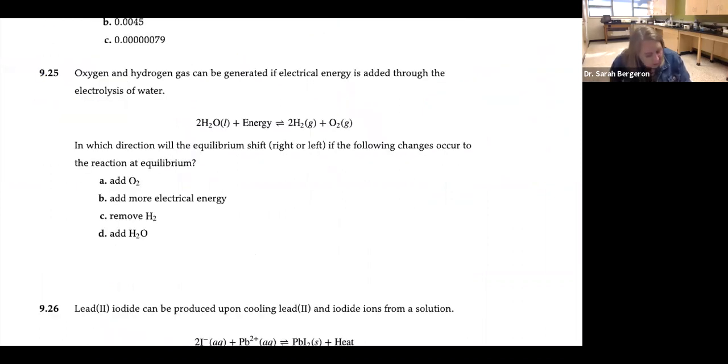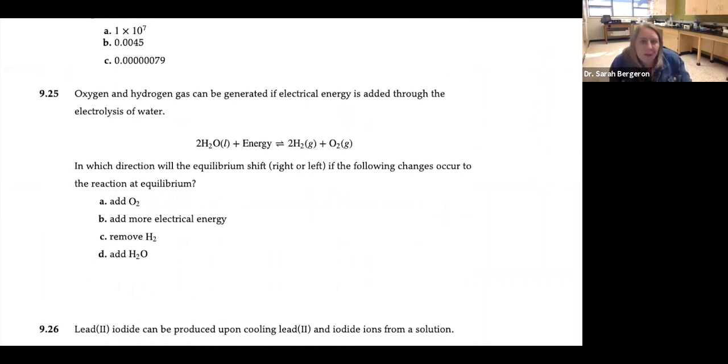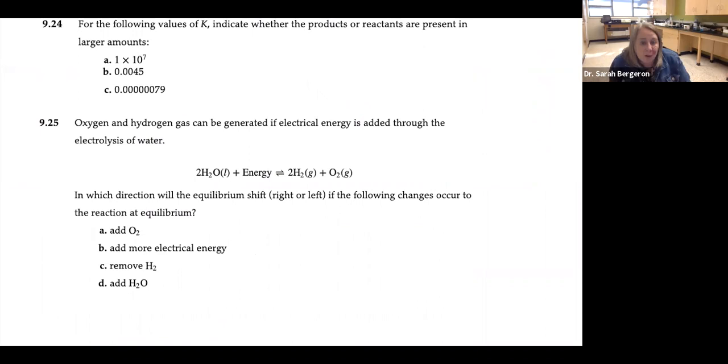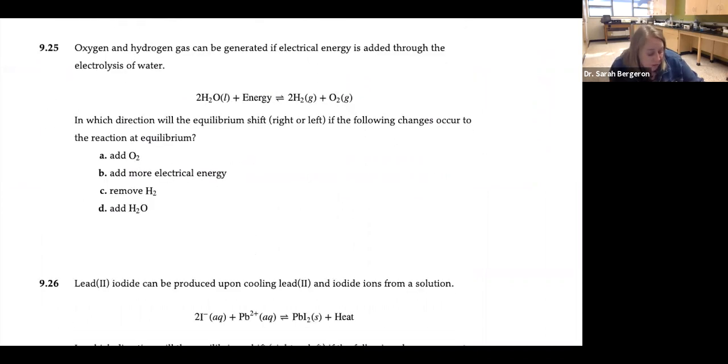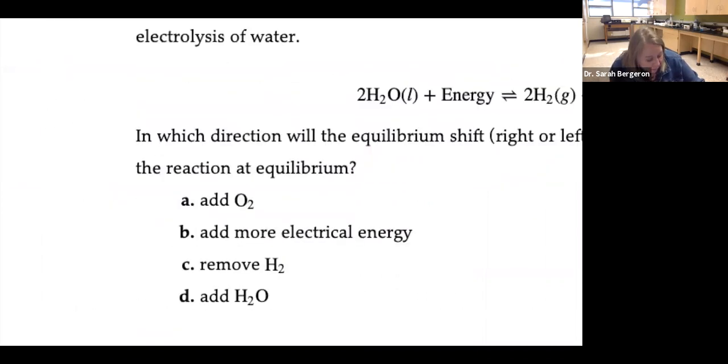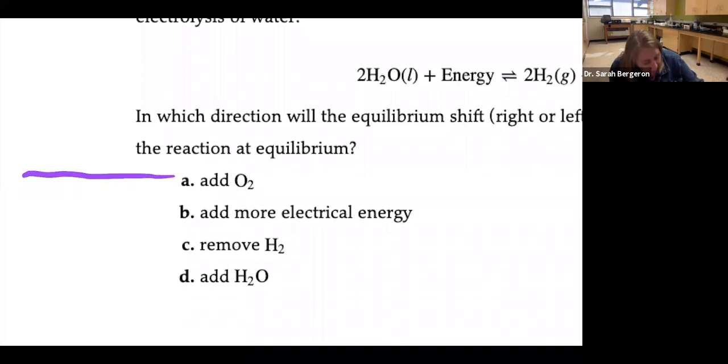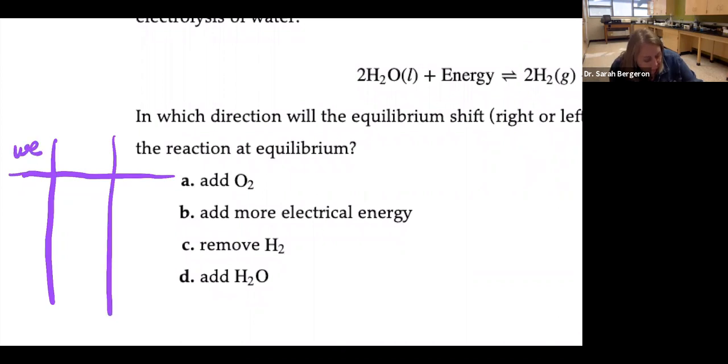Oxygen and hydrogen gas can be generated if electrical energy is added through the electrolysis of water. In which direction will our equilibrium shift, right or left, if the following changes occur? I'm going to cheat. I'm going to make myself a little table here, right? And I'm going to say, okay, this is what we're going to do. This is what the reaction is going to do. And this is going to be my shift. Okay. And it's going to be super easy.